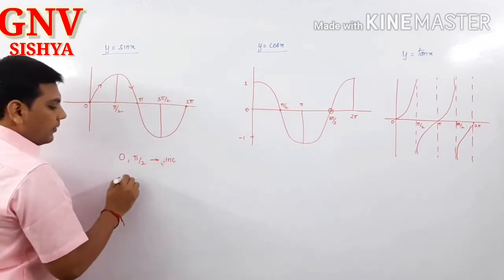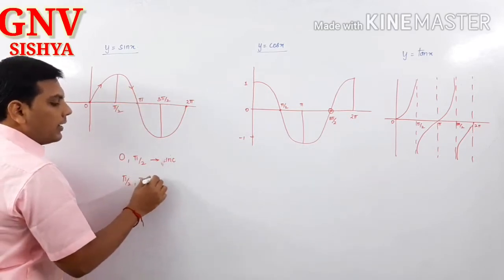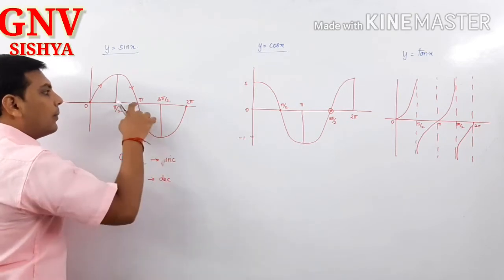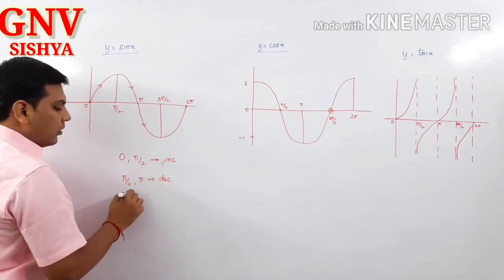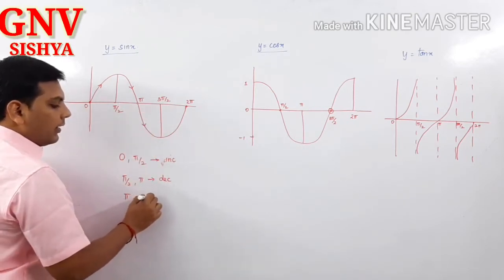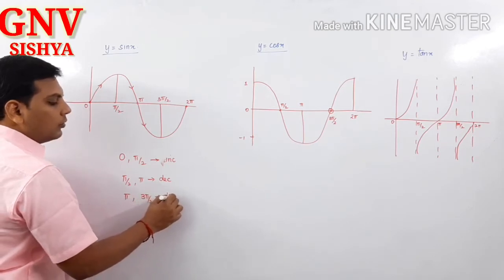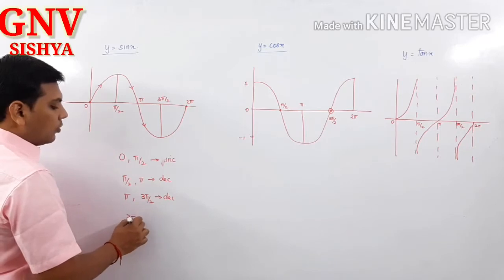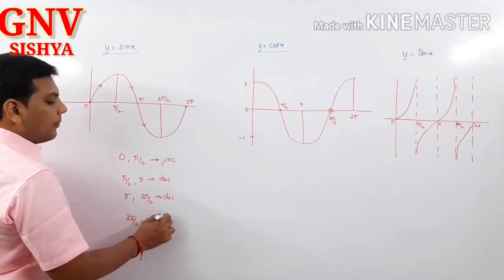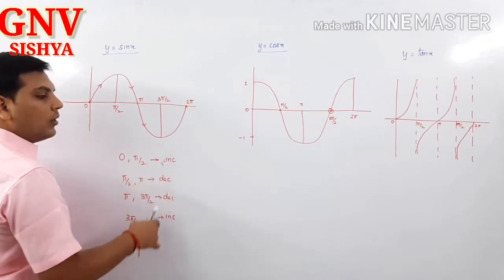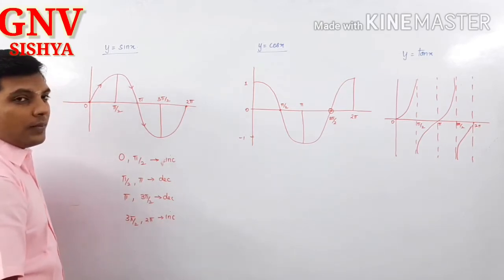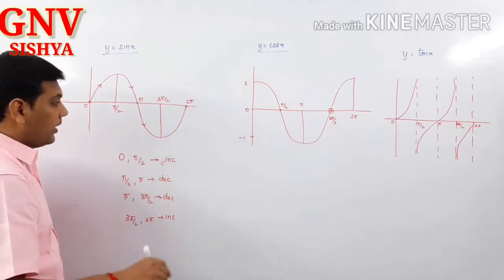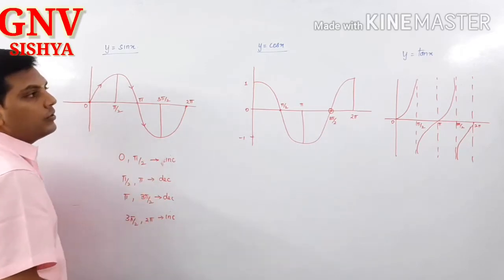From pi by 2 to pi it is decreasing, correct? And from pi to 3 pi by 2 it is also decreasing, am I right? Again it is coming down. From 3 pi by 2 to 2 pi, what happens? It is going up, so it is increasing. This is what we wrote in inverse trigonometry. Do you remember it? Super. So the same logic we are going to use here.